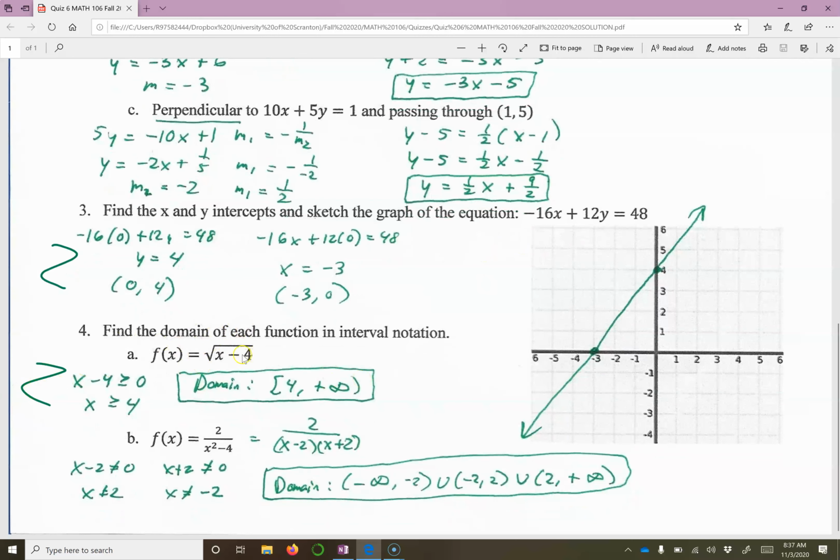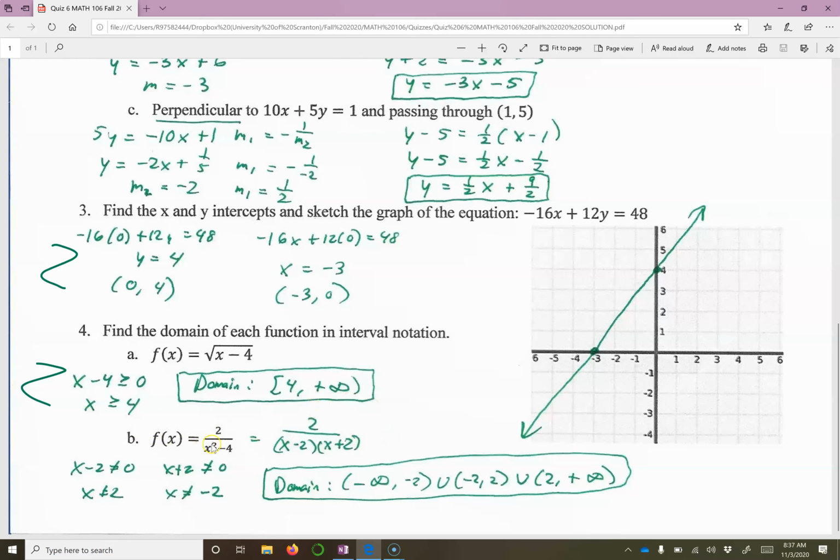And now the last one, find the domain. So I gave you a square root function. So again, the thing underneath the radical, the radicand, has to be greater than or equal to 0. So in inequality form, you have x is greater than or equal to 4. So the interval notation, which is the important part of this question, you have a bracket 4, comma, positive infinity, and then a parenthesis. That's the domain.